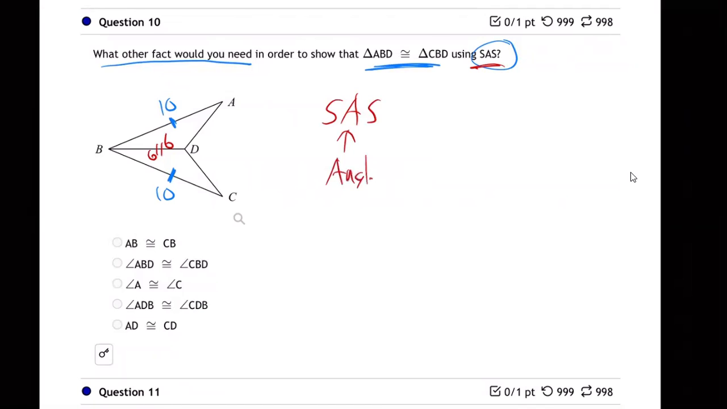This is the angle between the two sides, isn't it? It's the angle between the two sides. Where's the angle between the two sides? Well, it's right here. You would need to know that this is 30 degrees and this is 30 degrees, for example, because that's the angle between the two sides. That's the angle you would need.